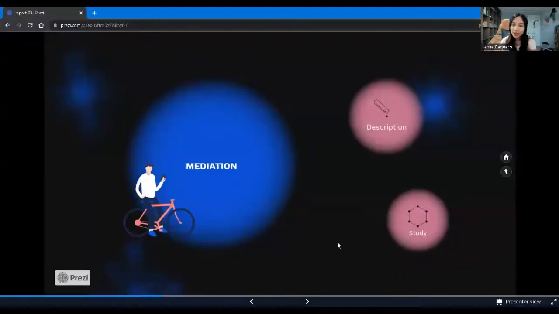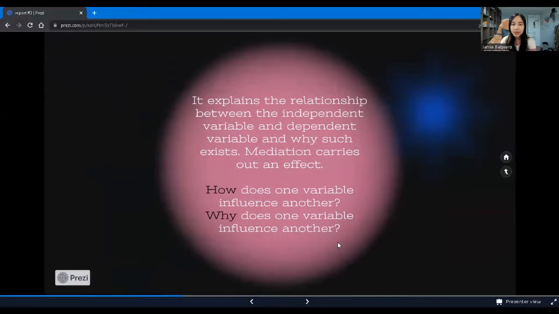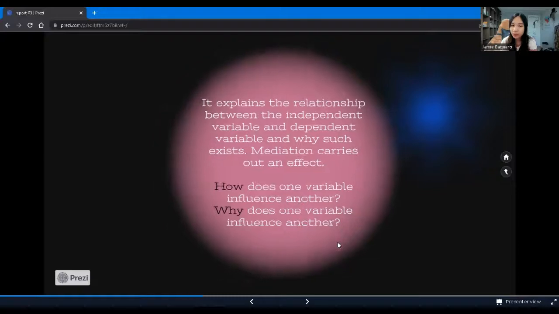So what is mediation? It explains the relationship between the independent variable and why such exists. Mediation carries out an effect, while moderation raises the question when, mediation, on the other hand, raises the question how does one variable influence another and why does one variable influence another.